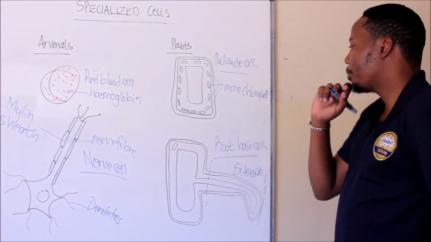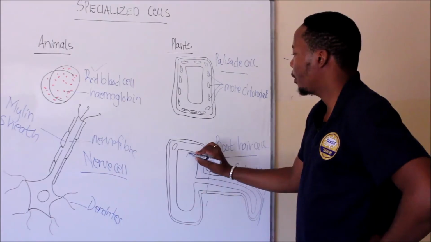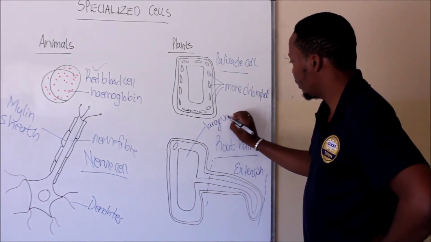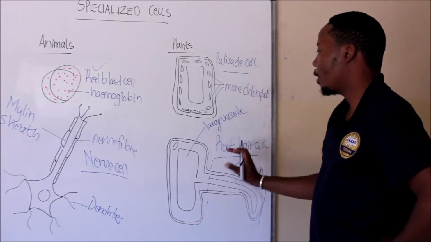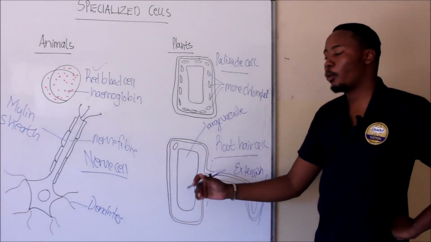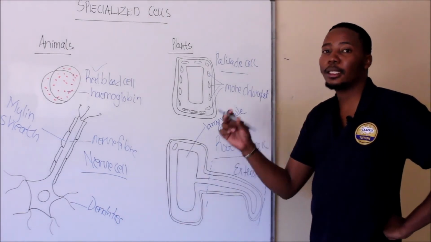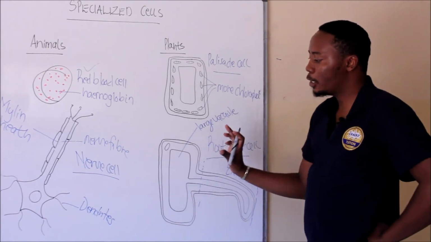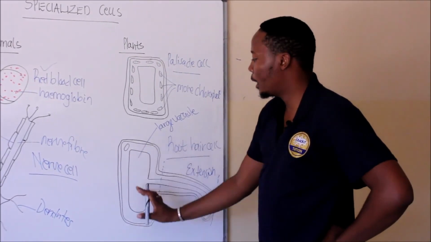And then the second adaptation, let's look at the vacuole of this cell. You can see that the vacuole is large, right? And because the vacuole is large, it means the quantity of water that can be taken at a given time is also high. So this cell can take a large quantity of water because of this large vacuole.